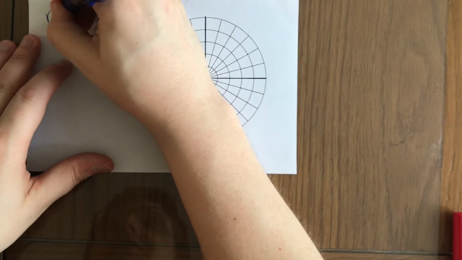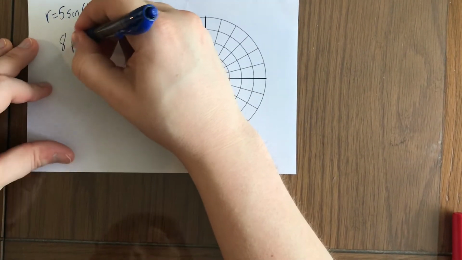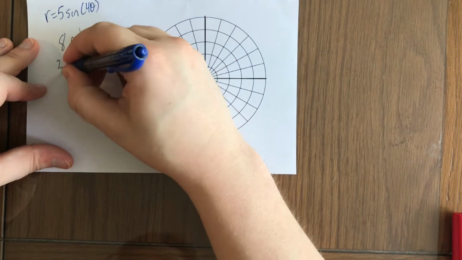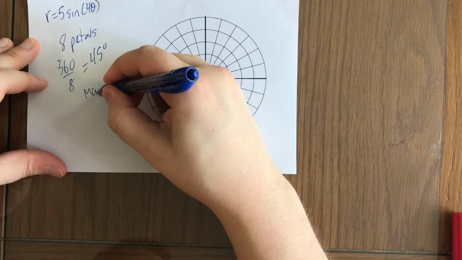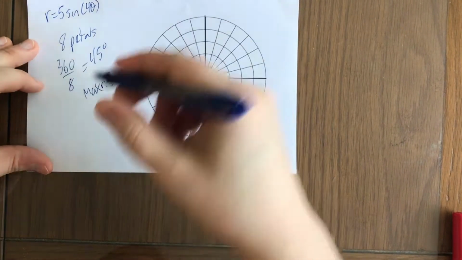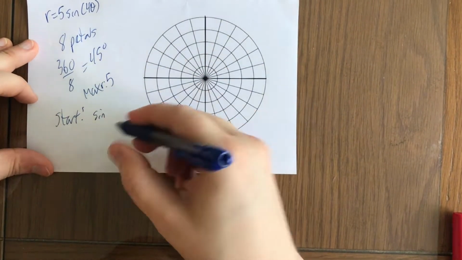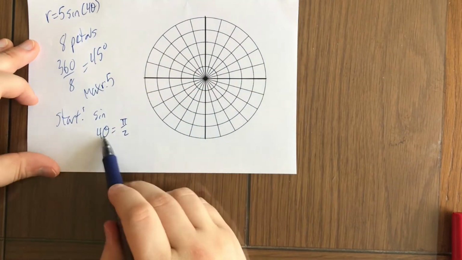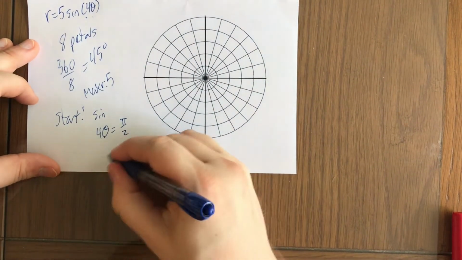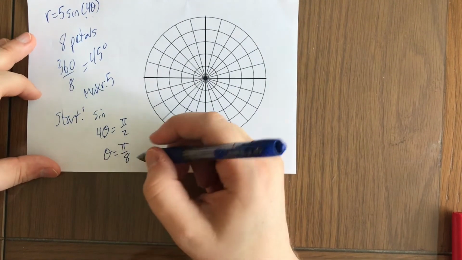Next we got r equals 5 sine 4 theta. Okay, so this one is still going to have 8 petals. It will still have 45 degrees in between all of them. It has a max radius of 5 still. So it's the start that's going to change because of sine. So sine has its first maximum at pi over 2. So I'm going to set 4 theta equal to pi over 2 and solve. That's going to give me pi over 8.